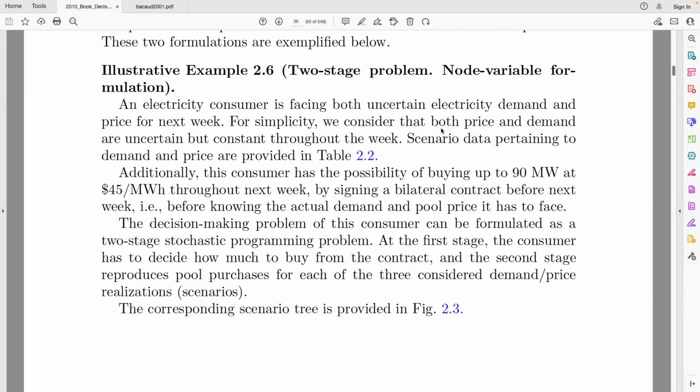We assume that both price and demand are uncertain but constant. The consumer has a possibility of buying up to 90 megawatts at $45 per megawatt hour. Clearly this is a two-stage problem, right? At the first stage, the consumer has to decide how much to buy from the contract, and at the second stage, it has to decide how much it buys from the pool.